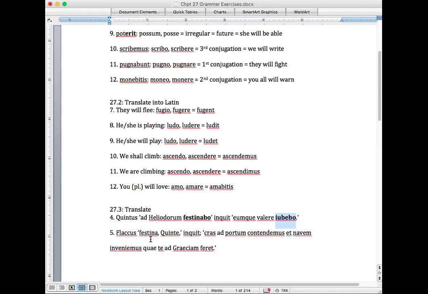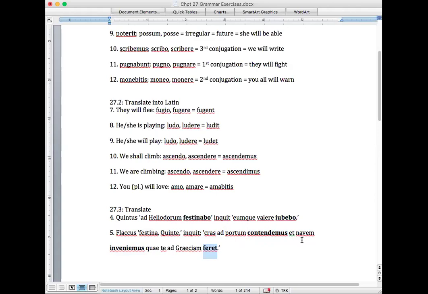And then number 5, we got a nice imperative here. So Flaccus said, hurry, Quintus. Tomorrow we will hurry to the port and we will find, so these are future, we will hurry to the port and we will find a ship which will carry or will bear us to Greece.